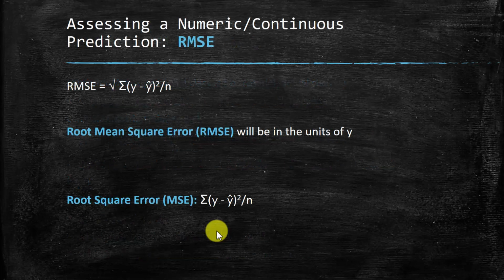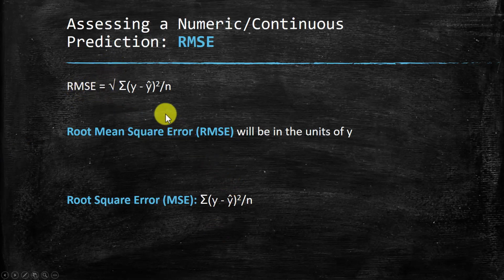Okay, so now we're going to move on and look at ways in which we can potentially assess the accuracy, not of a categorical output, but of a continuous or numeric output, so like a regression type output. We're mainly going to look at RMSE, R-squared, adjusted R-squared, and I'll mention AIC. Okay, so first off, we're going to look at RMSE, or root mean square error.